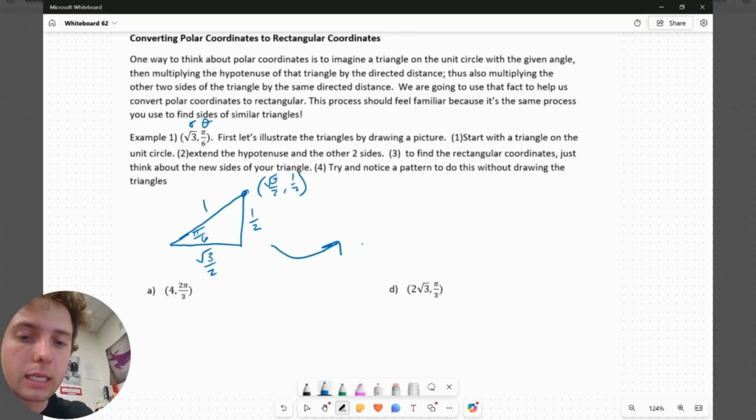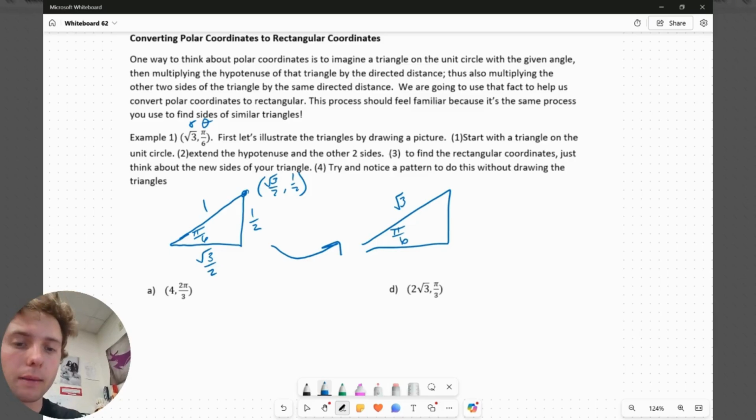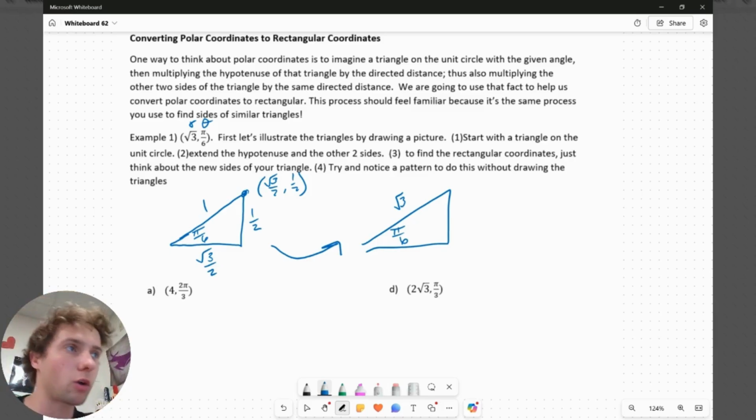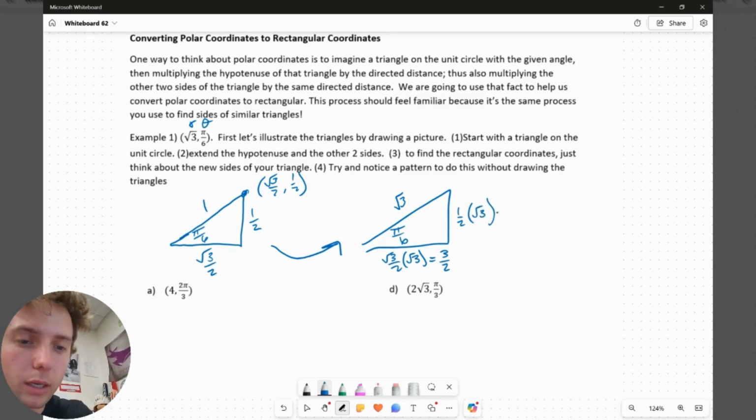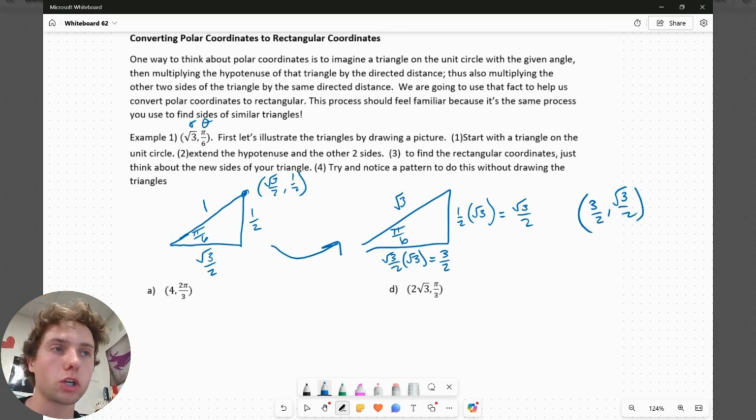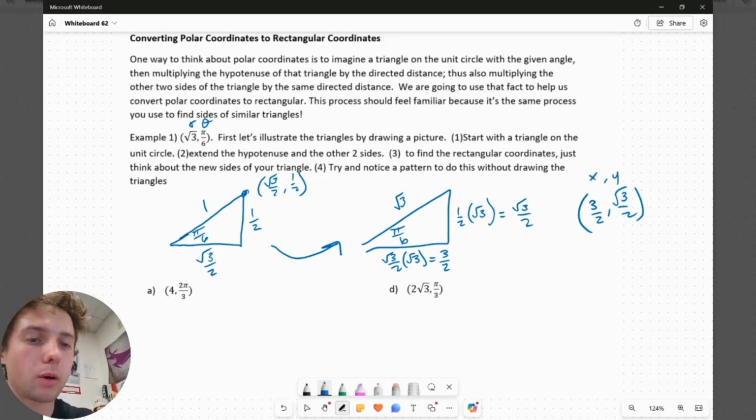We said the radius needs to change. It needs to now change so that it is root 3 instead. Well, what makes 1 go to root 3? Well, multiplying it by root 3. So root 3 over 2 times root 3. We could simplify that. 1/2 times root 3. We could simplify that. And now we have the rectangular coordinates for the polar coordinate that we were given. 3/2 comma root 3 over 2. Okay, we took a polar coordinate and we converted it to an x comma y.